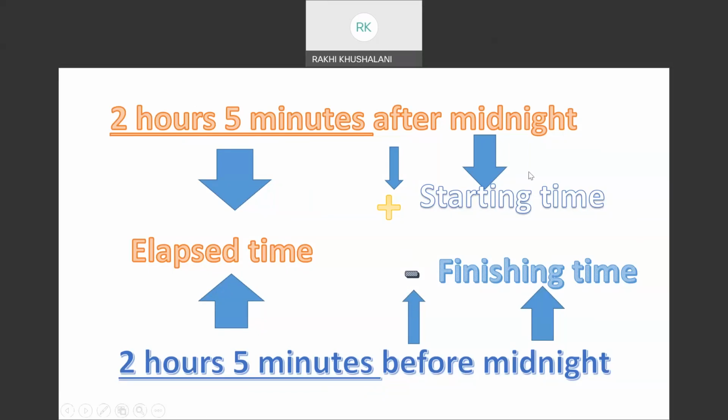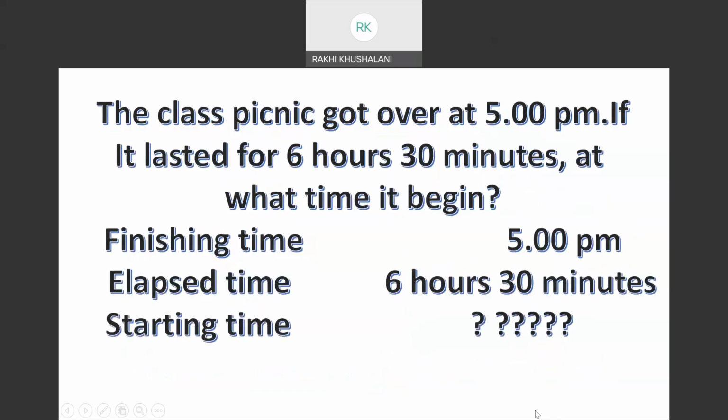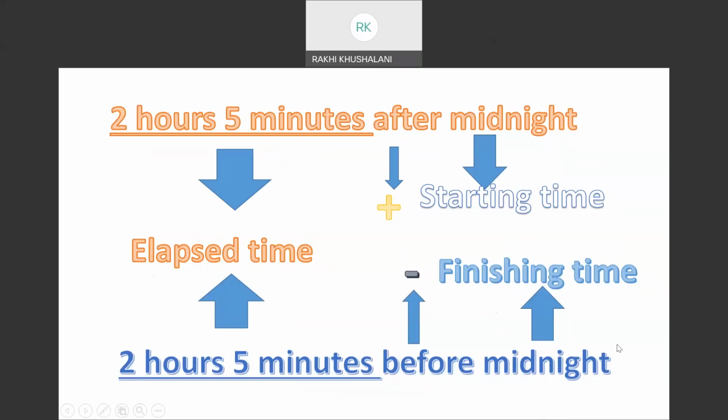And the starting time here in this case will be midnight, and 2 hours 5 minutes will be the elapsed time. 2 hours 5 minutes is called the elapsed time. The next example, 2 hours 5 minutes before midnight. In that case, before means I have to do the subtraction between the two times. The midnight is the finishing time, and the 2 hours 5 minutes is the elapsed time.